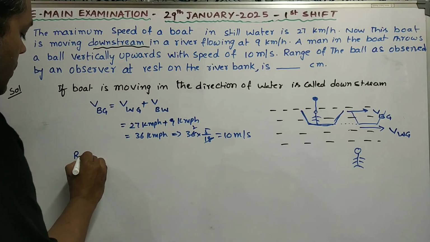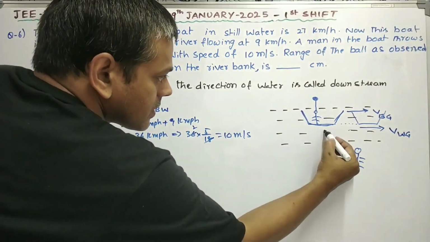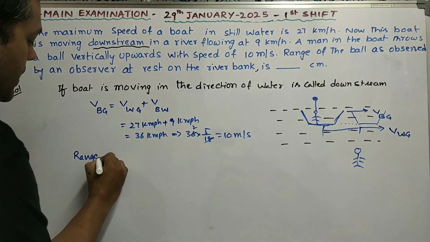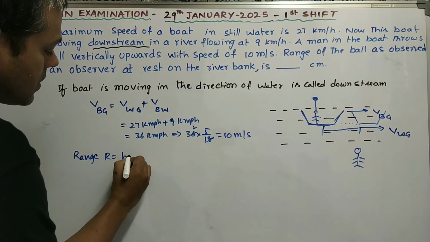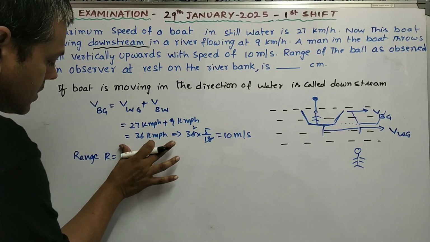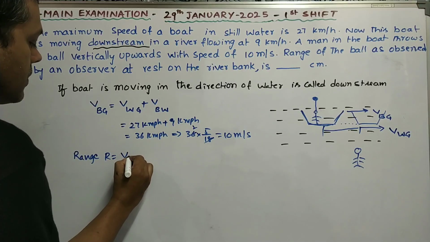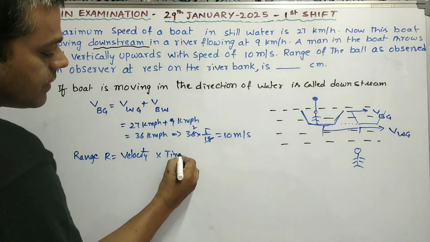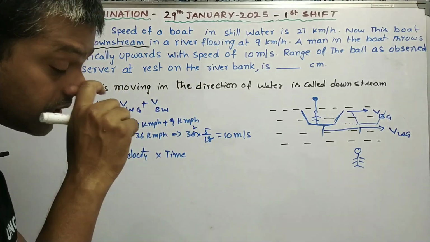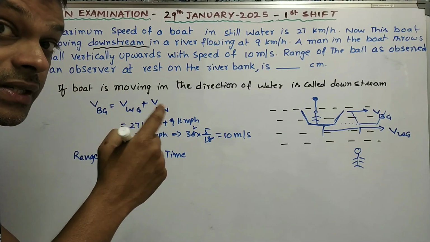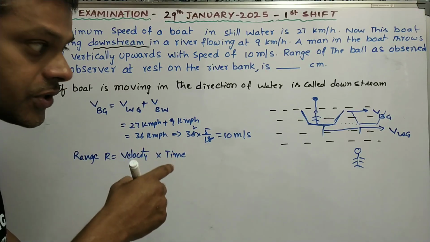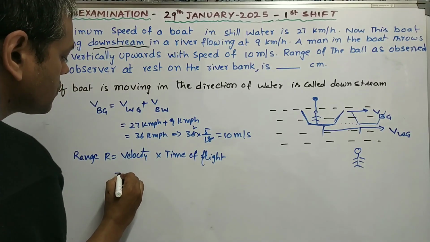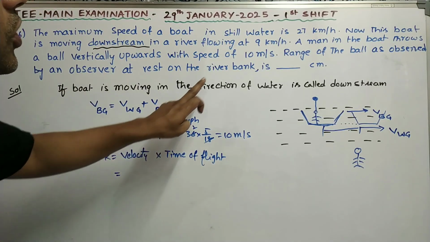Next, what is the range? The horizontal displacement covered by the body is called range. So range R is equal to horizontal velocity component into time of flight. What is the time spent by the projectile in the space? The time the projectile body spends before it returns after projection is called time of flight.